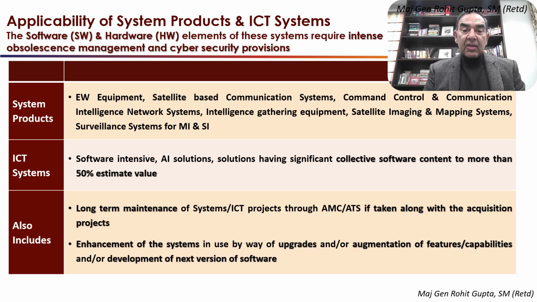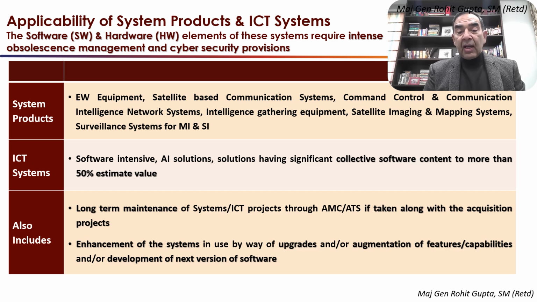Now, basically, this chapter includes system products. And what are system products? These are the early warning equipment or the electronic warfare equipment, satellite-based communication systems, the command control communication intelligence network systems, intelligence gathering equipment, satellite imaging and mapping systems, surveillance systems for MI and SI, that is military intelligence and signal intelligence. It also includes the information communication technology systems, which are primarily software intensive.